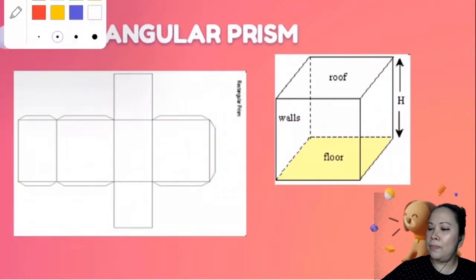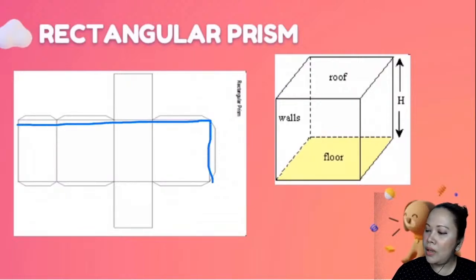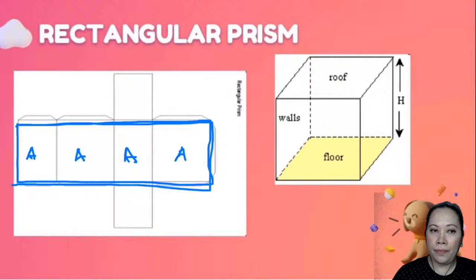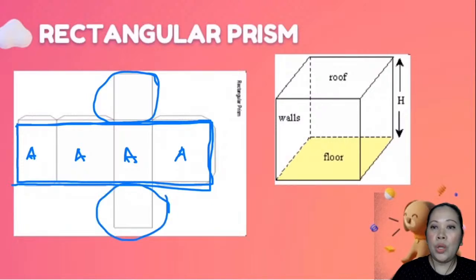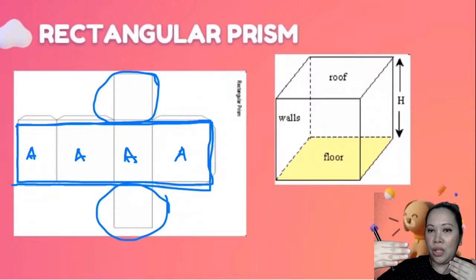Actually, in a prism, you can find the bigger area of this. Instead of finding area of this, area of this, area of this, area of this, and then adding them, what you can do is find the bigger area, and you add the area of the two faces which are identical. We call that the cross-sectional area.